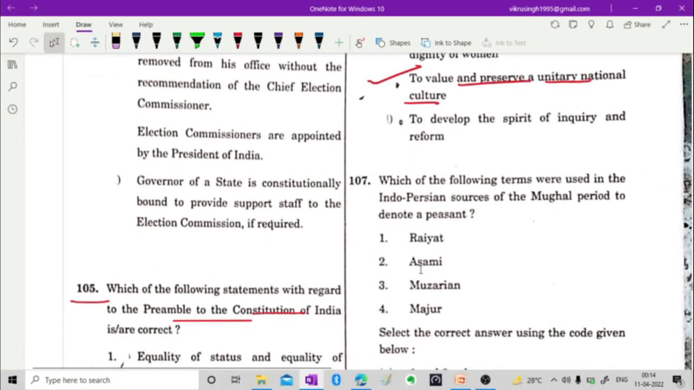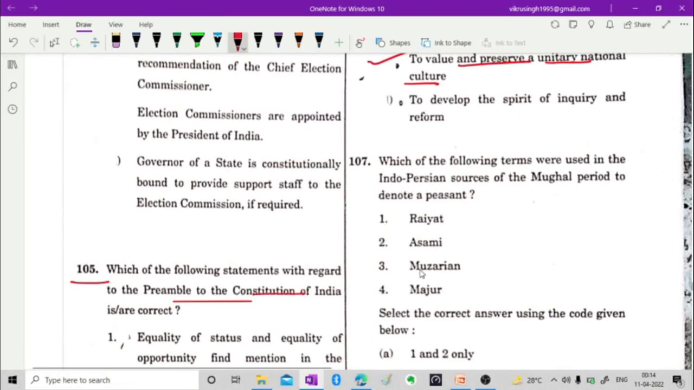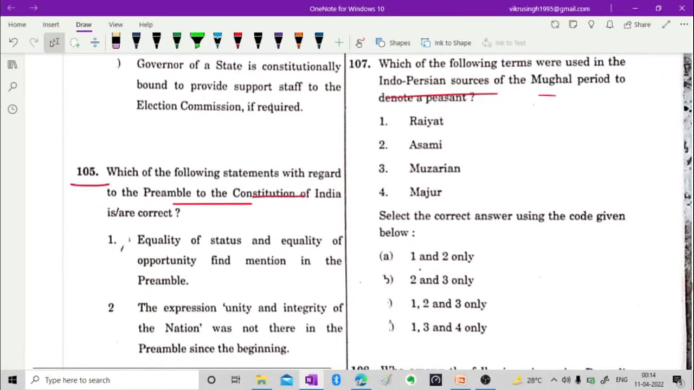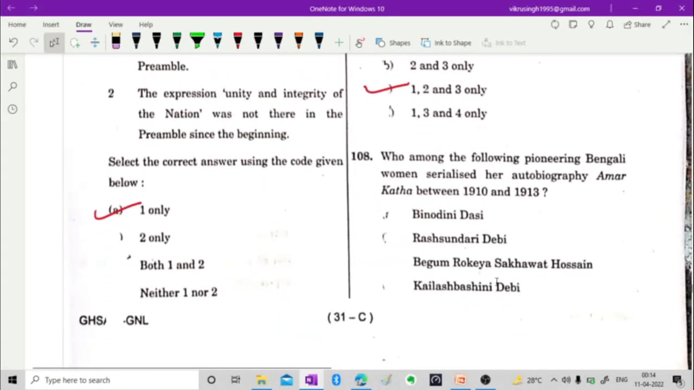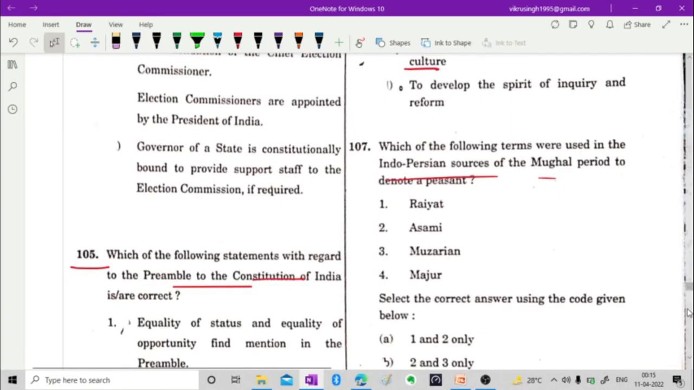Question number 107, options from the Indo-Persian source of Mughal period. So the option is 1, 2 and 3. That is option number C. Question number 108, which of the following pioneering Bengali women serialized Amar Katha, 1910 and 1913. It is Vinodini Dasi. Question number 108 is done.